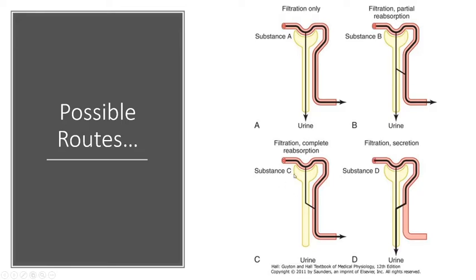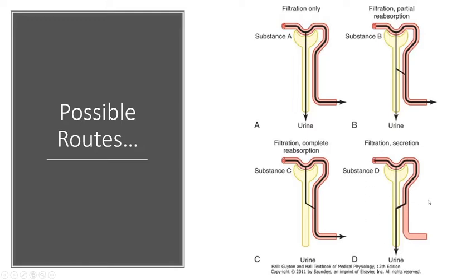And then there's this particular situation where it's filtered across, probably not freely, but some of it is filtered across. But it's important to grab all of it back in again, and the substances that will behave like this are things like glucose and amino acids. So they are filtered across, but they are needed.